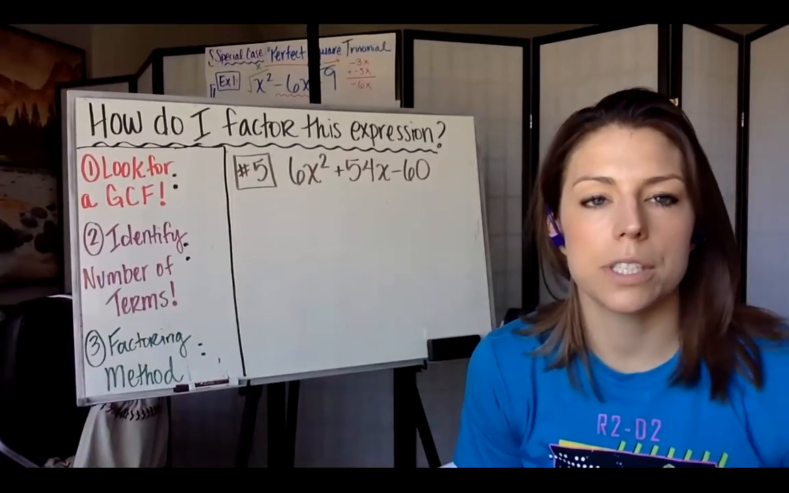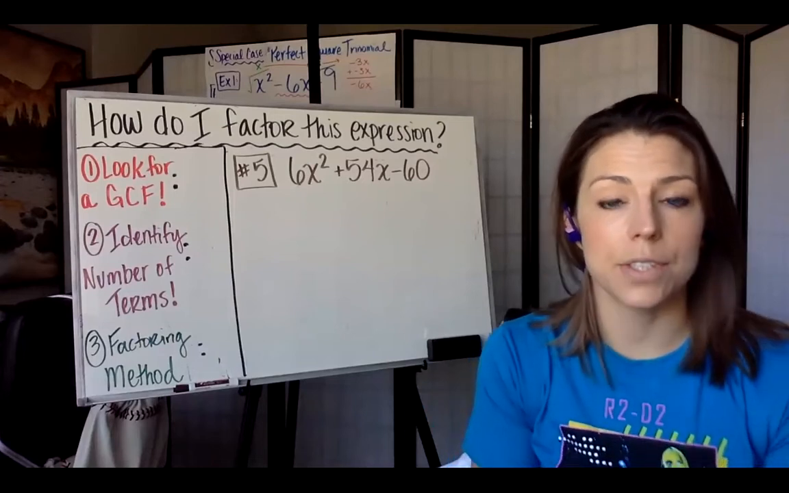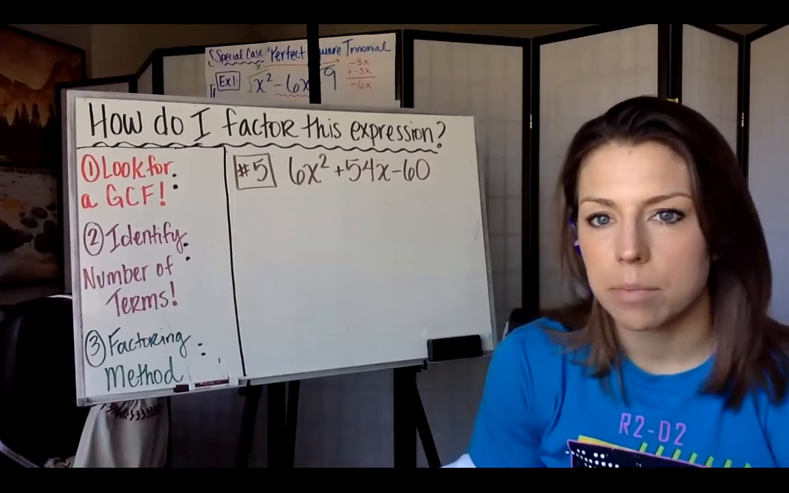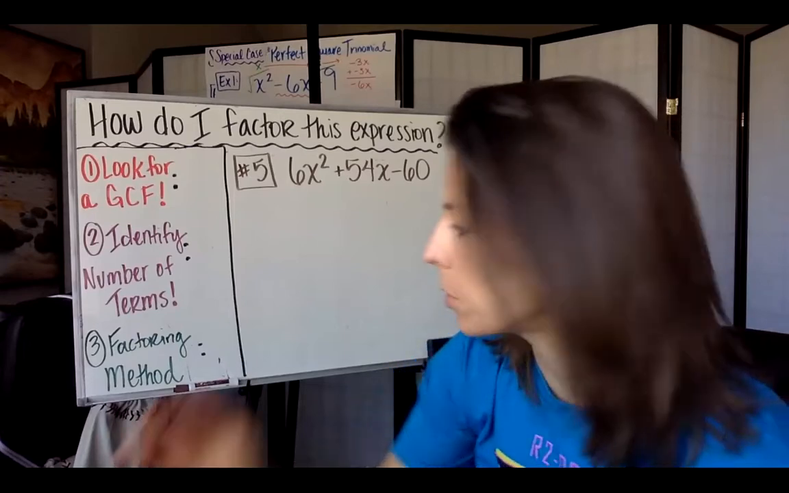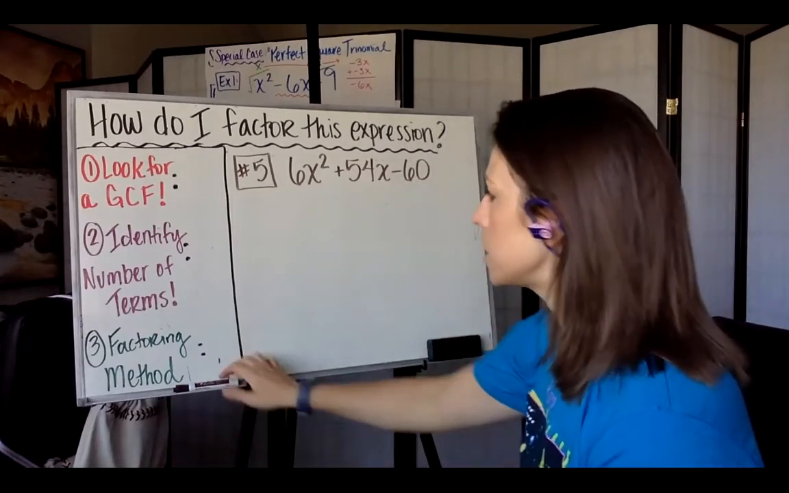Okay, up next, we're going to do number 5, 6x squared plus 54x minus 60. Same steps, same first question. Step 1, look for a GCF.